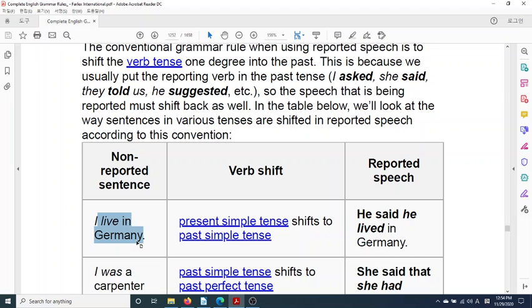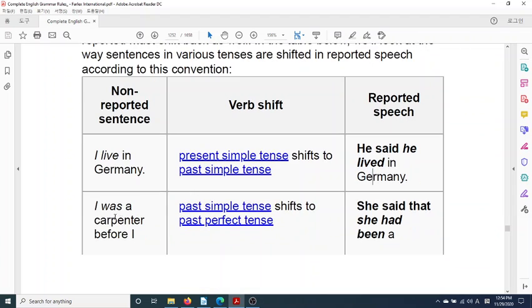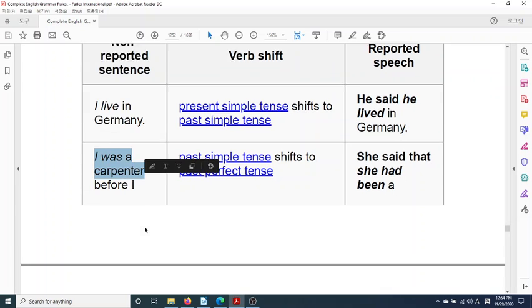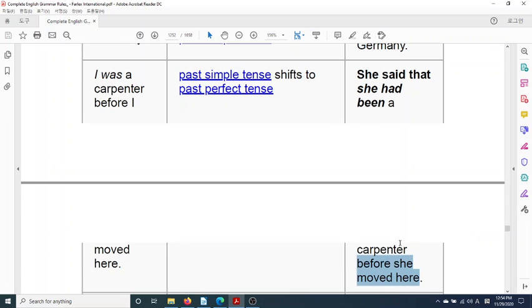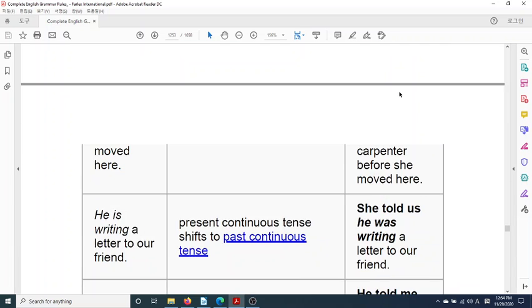I live in Germany, right? He said he lived in Germany. Past tense, right? Said, lived. Makes sense, because he's not saying it right now. He said it in the past. I was a carpenter before I moved here. What did he say? Oh, she said that she had been a carpenter before she moved here. So past tense becomes past perfect, right?